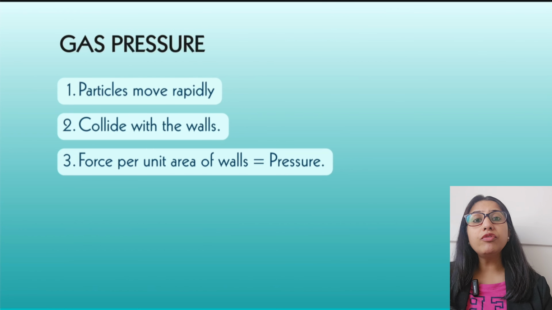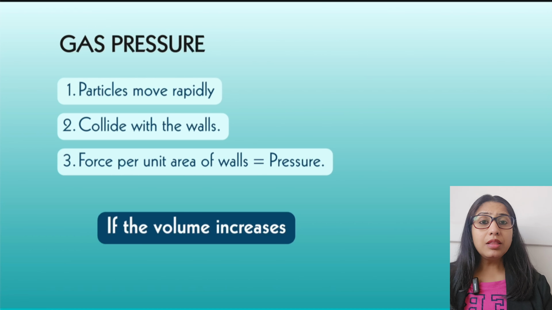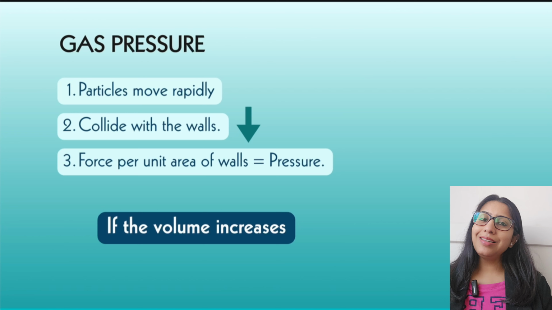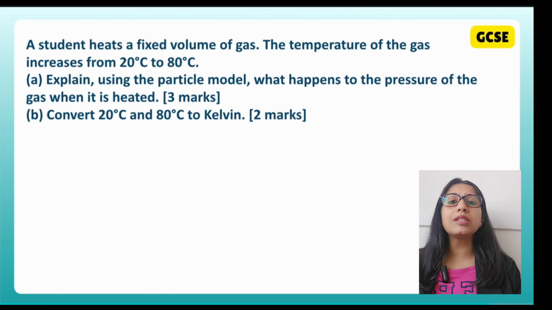Alternatively, if we increase the volume, keeping the temperature constant, when the volume increases, the particles will have more space to move. This will reduce their collisions on the walls. If the number of collisions is less, clearly the force acting on the walls is less and thus the pressure reduces. Important GCSE questions which are asked in almost 60% of the papers. Let's try one of that kind.